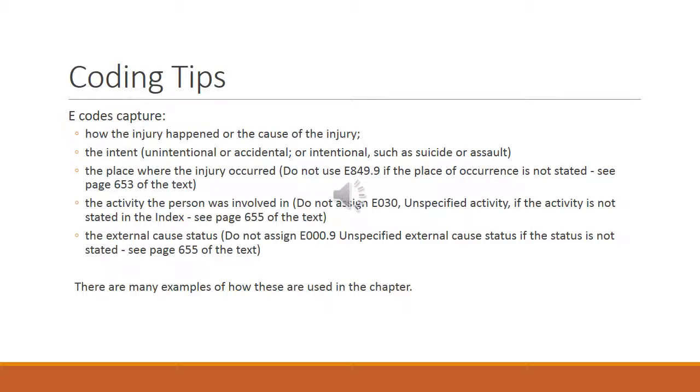And again, do not assign E030 unspecified activity if the activity is not stated in the index. See page 655 of the text. And the external cause status. And again, do not assign E000.9 unspecified external cause status if the status is not stated. See again page 655 of the text. There are many examples of how these are used in the chapters.